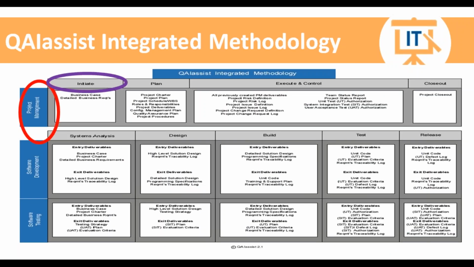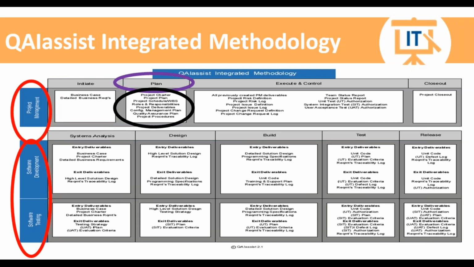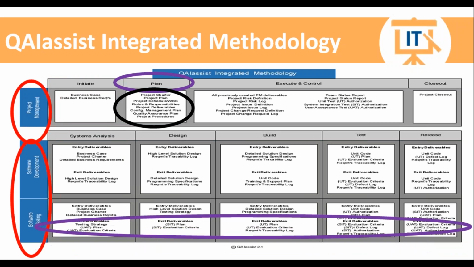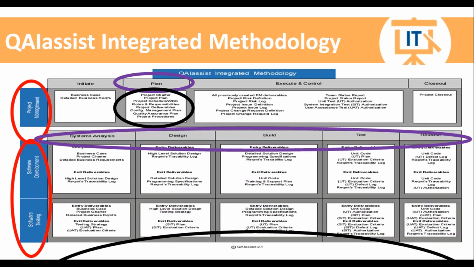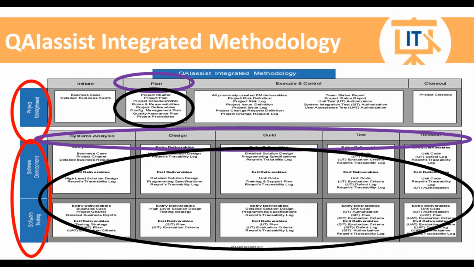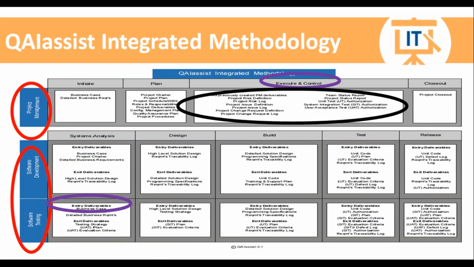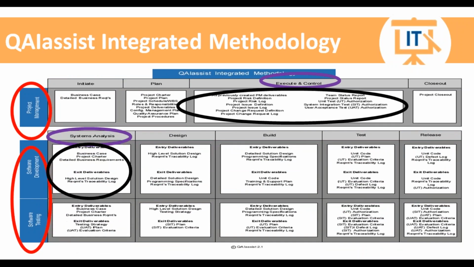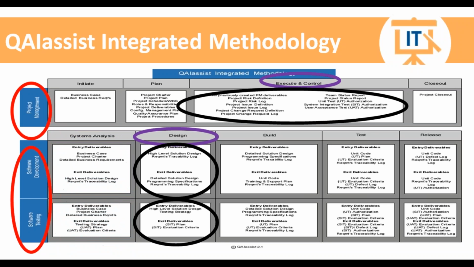So essentially, just to show it in a pictorial, we're going to start our project. We're going to plan our project as per normal, what phases we're going to do, what deliverables we're going to do, execute and control. And as we go through the software development, software testing life cycles, you'll see that there's a requirements traceability log in each and every phase of the software development and software testing.